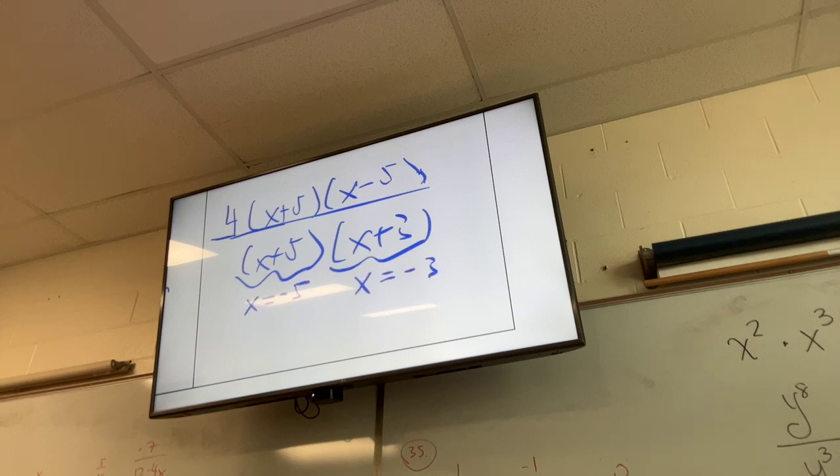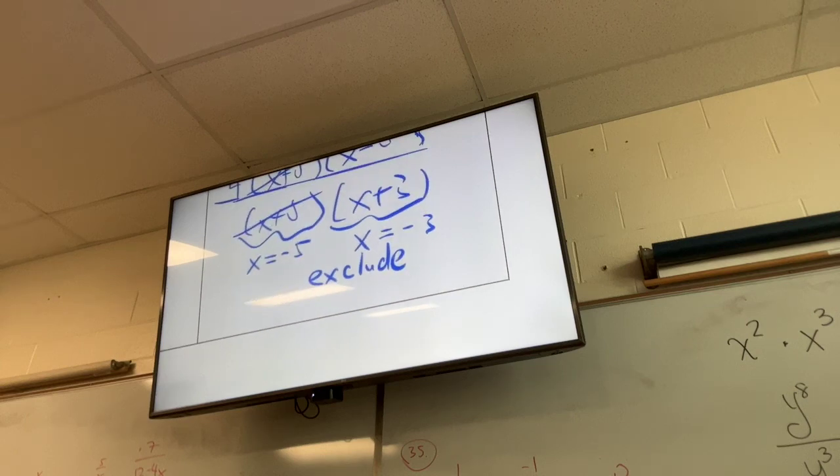Yeah. So we got to exclude those, okay? And then now we got to cancel. That's the last step. So everything on the domain is excluded.